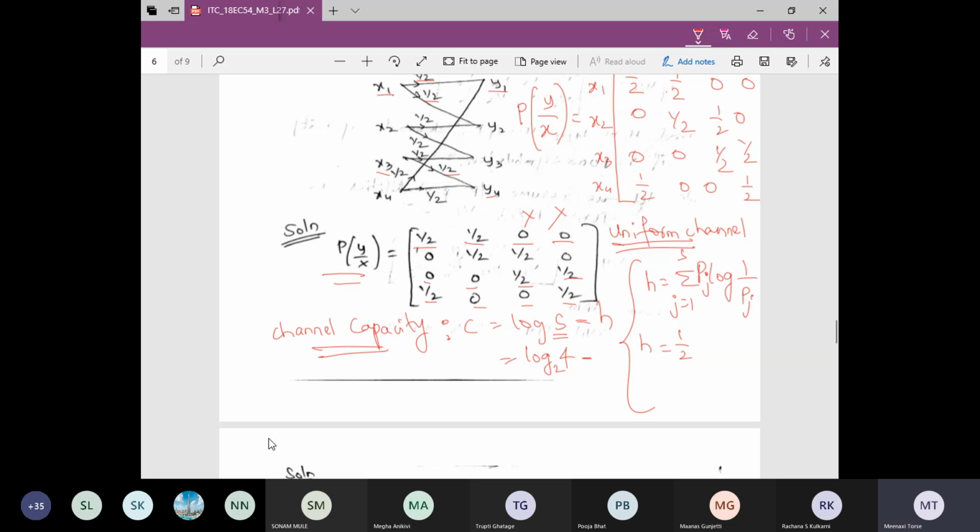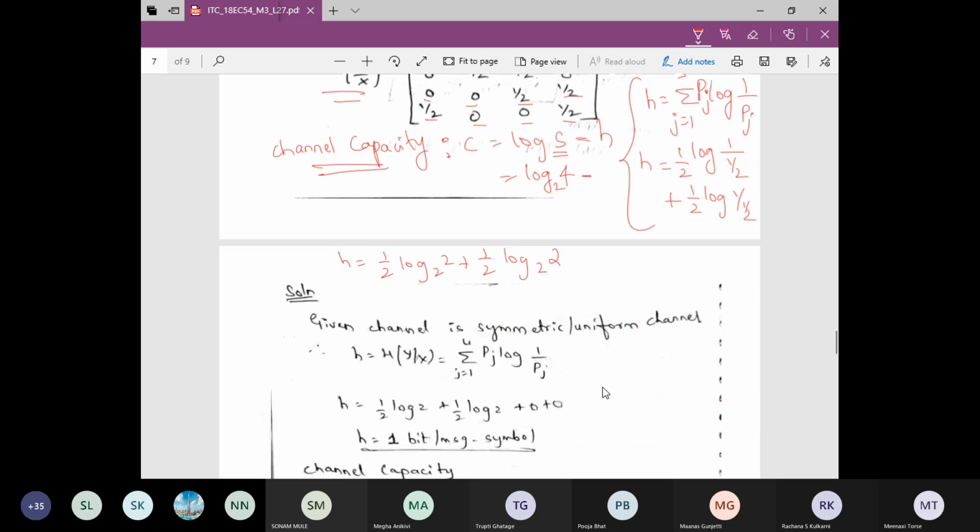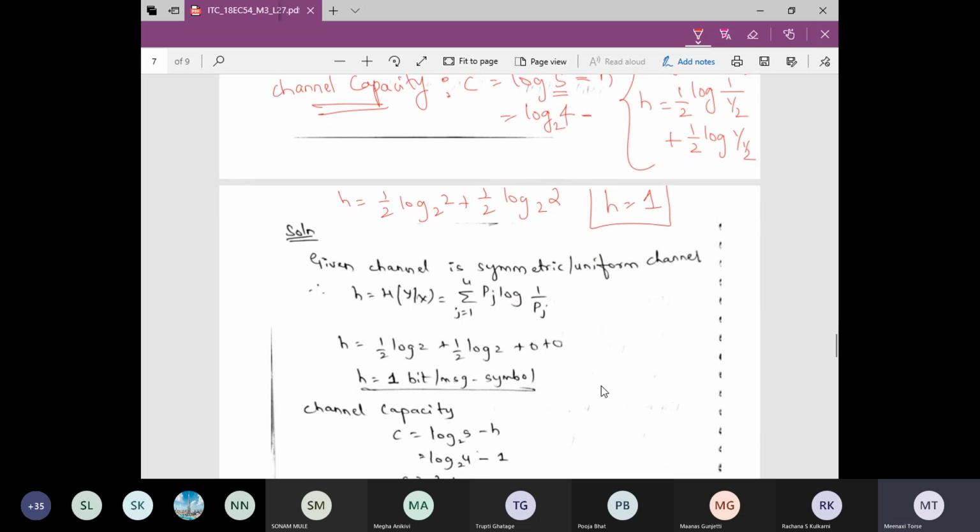First element is 1 by 2 log 1 divided by 1 by 2, and the second element is also 1 by 2 log 1 divided by 1 by 2. So this is nothing but 1 by 2 log 2 to the base 2 plus 1 by 2 log 2 to the base 2, which gives us H as 1 bit per symbol. Same thing I have computed here.